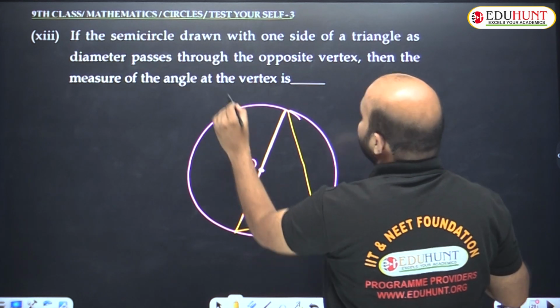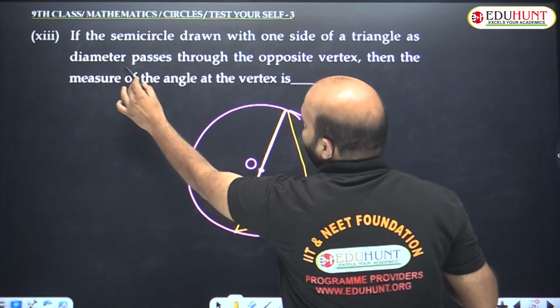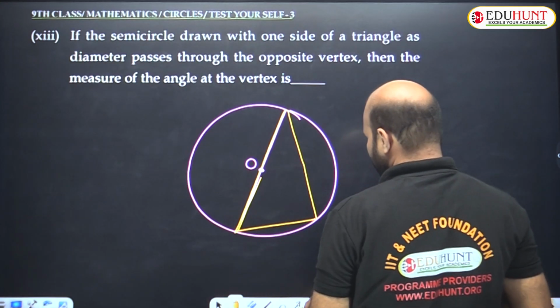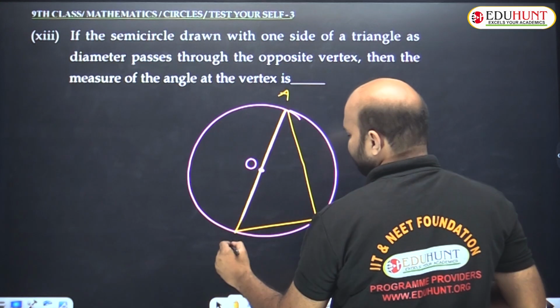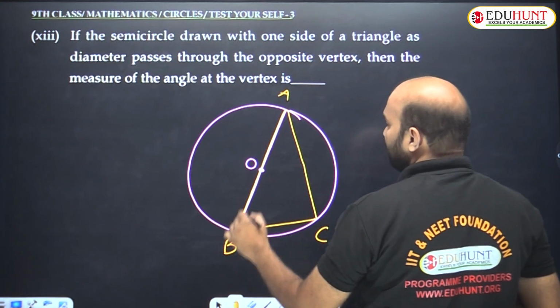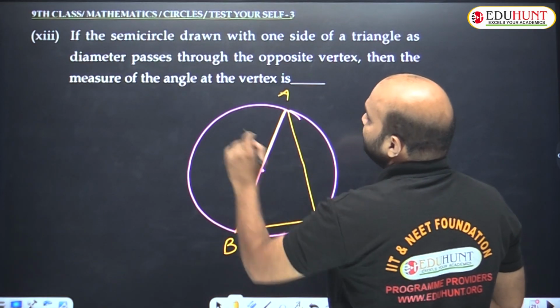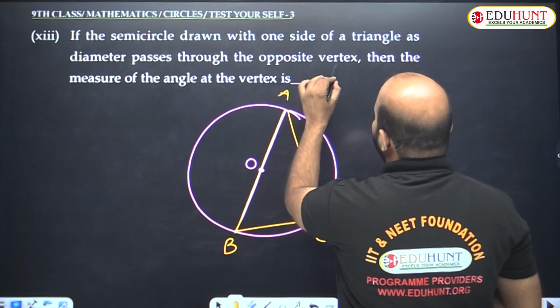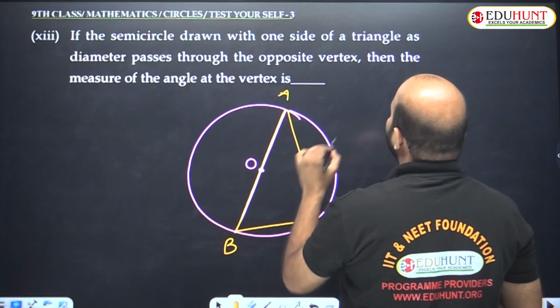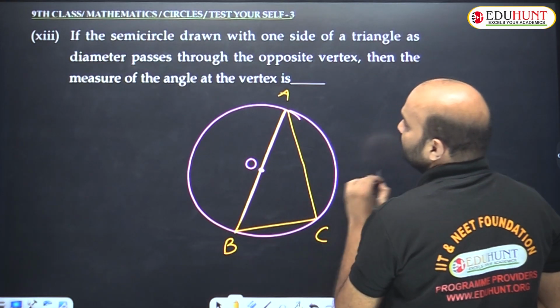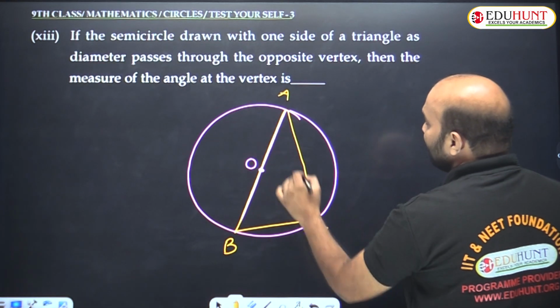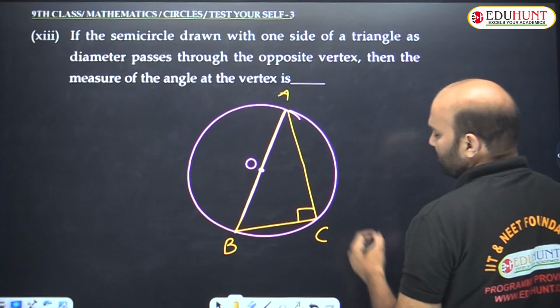The diameter passes through. So clearly we need to understand the diameter. This is a diameter. So let me take ABC as a triangle. AB is a diameter. Am I clear? AB is a diameter passing through the opposite vertex. Then the measure of the angle at the vertex is asked. So this angle is what is asked.